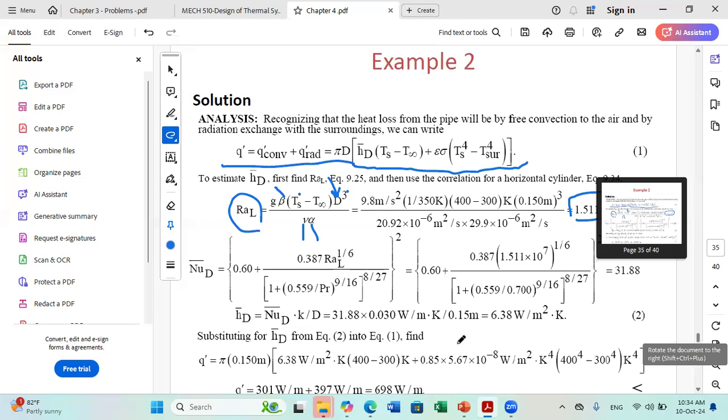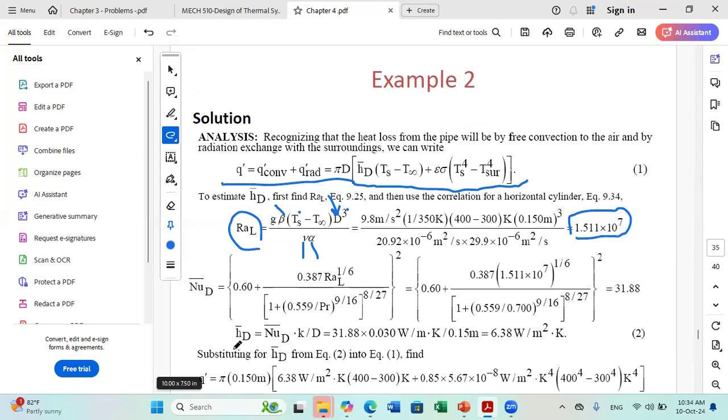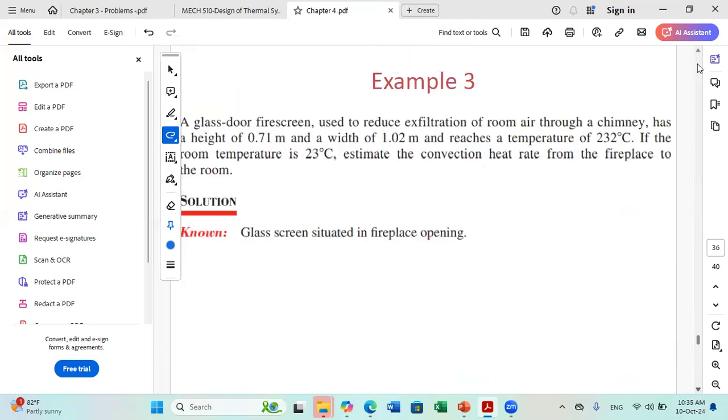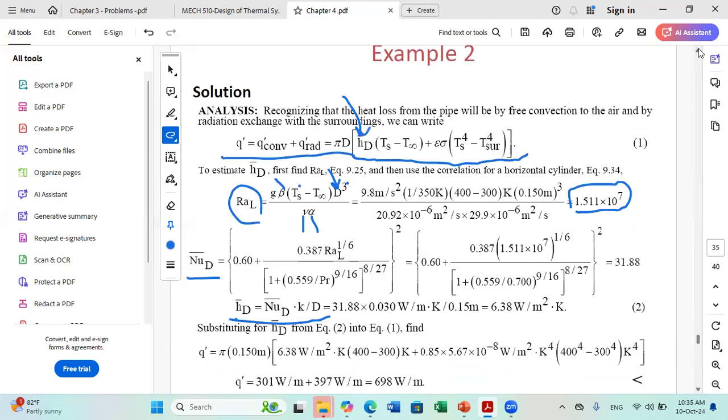Okay, so now we got from the empirical relation what Nusselt is. Once we have Nusselt, H bar is Nusselt times K over D, the characteristic length. We get H bar, and now we are done. All we have to do is replace H bar in this formula to calculate the value of the heat loss rate. Question on this problem?